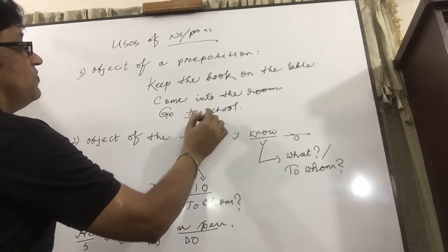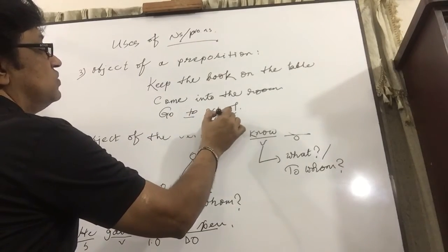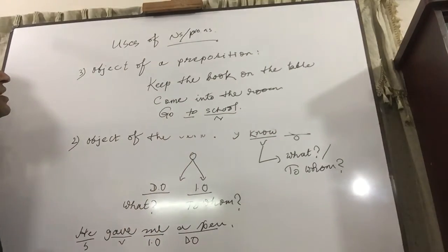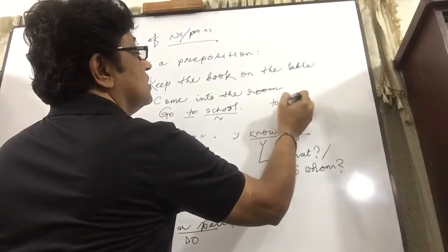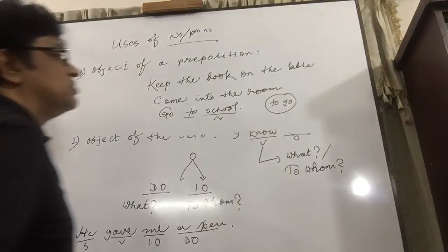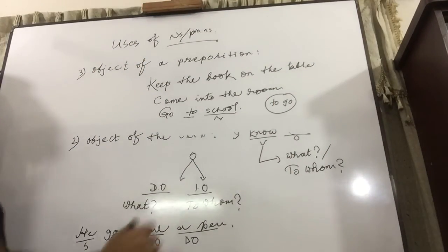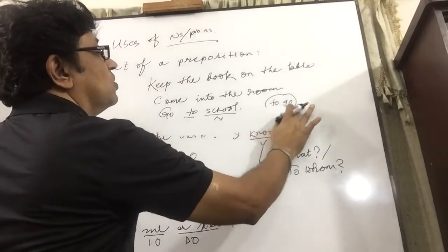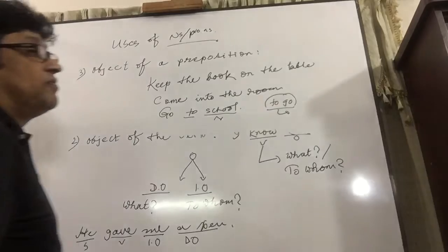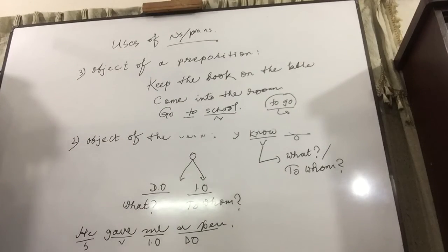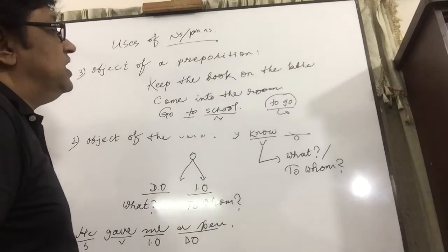To stands before a noun. That's why it is a preposition. But if you say to go, it is no longer a preposition because it means what? To go. That is a verb. It is a kind of verb which is called a non-finite verb. It is an infinitive.